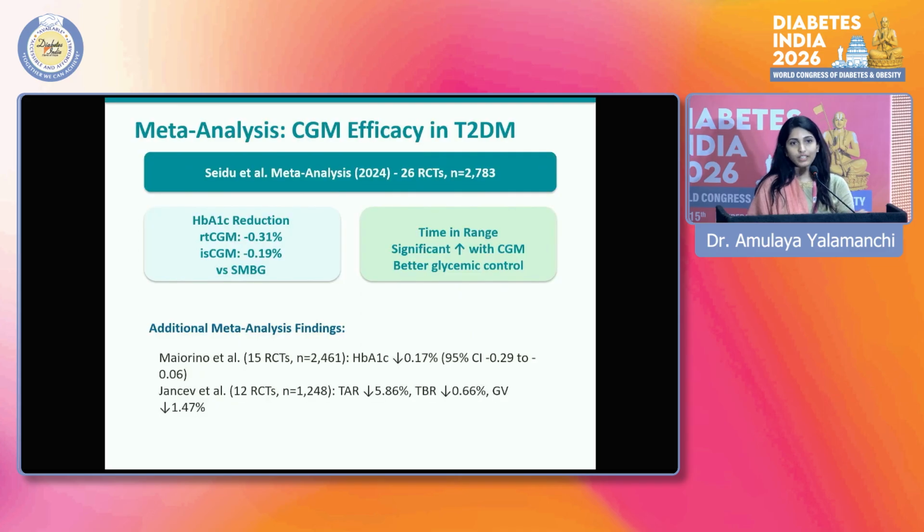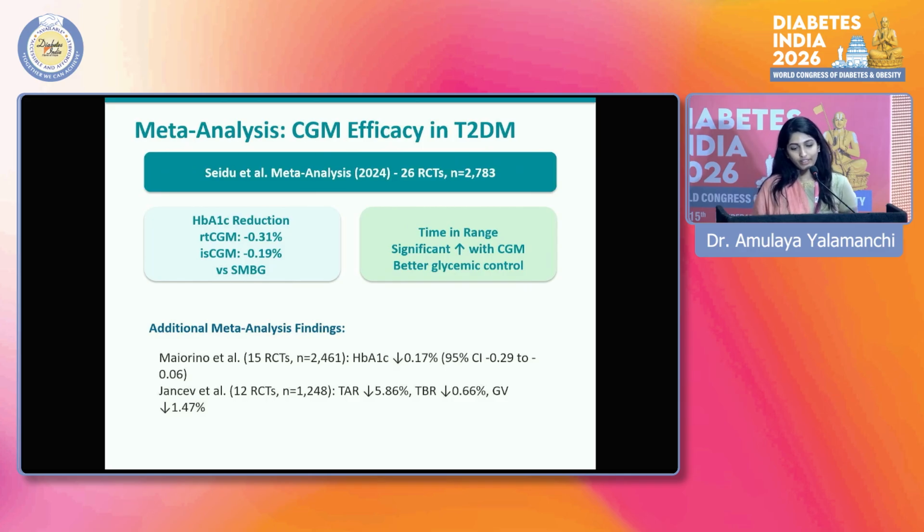And specifically coming to type 2 diabetes, we also have several meta-analyses showing HbA1c reduction; they have compared real time as well as flash. Obviously real time, because it gives the trends and the alerts, has more HbA1c reduction than flash glucose monitoring. But when compared to SMBG, both are clinically significant. And also the time in range is significantly increased with CGM, with better glycemic control.